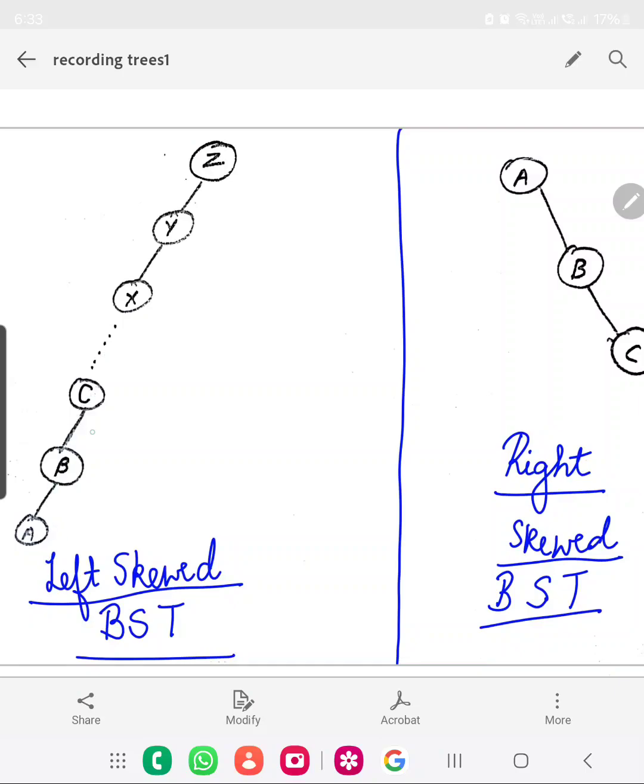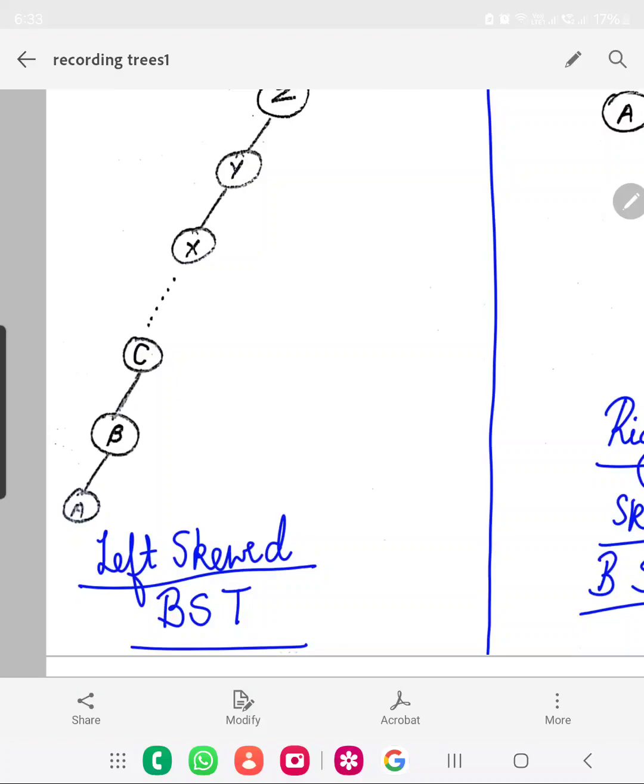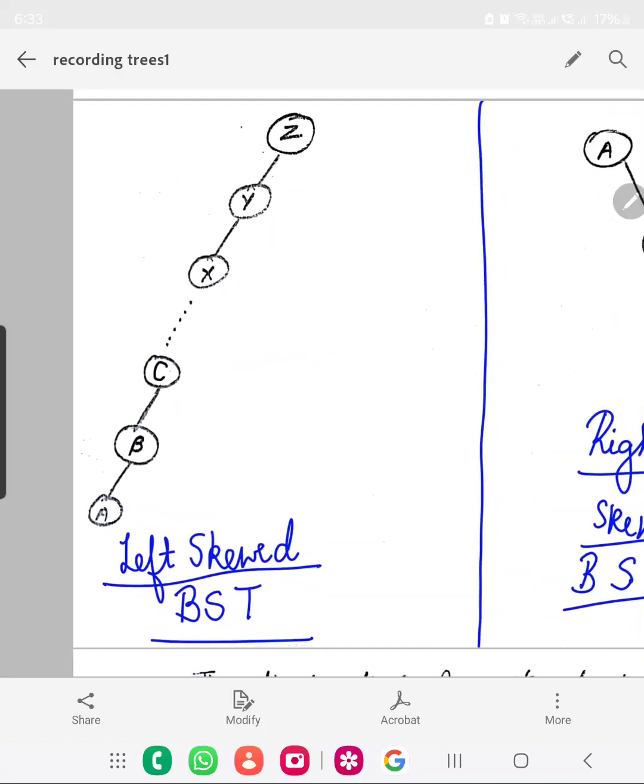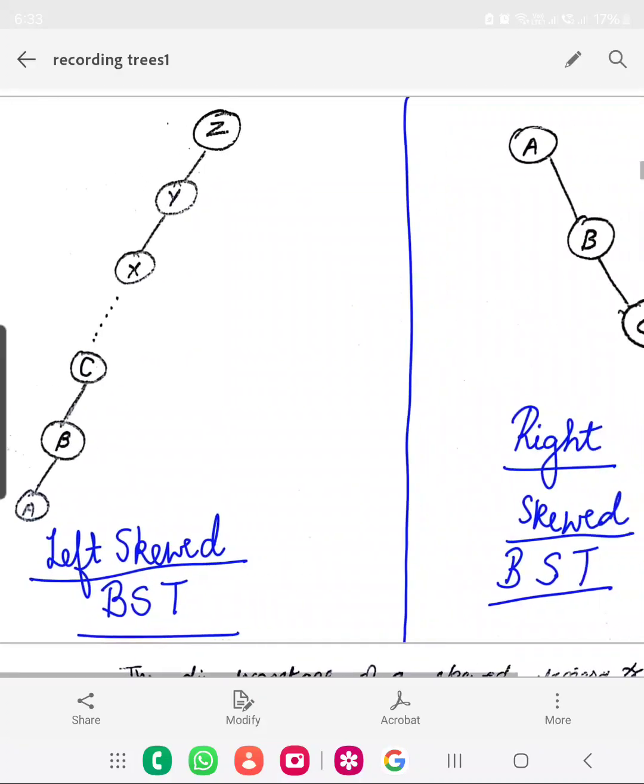So this kind of tree, which is shown on the left hand side, is called a left skewed binary search tree. So when I have to search a node, I have to keep on moving to the left child of every node until we get the child that we are searching for. So there are a large number of operations that we have to perform.